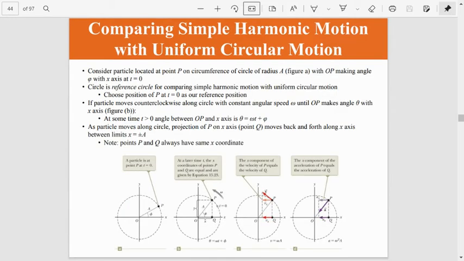So consider a circle with a radius equal to a. Again, that's just some constant, and there's a particle right at the circumference of the circle at point P, and this particle is going to move counterclockwise. At the starting point, at the starting line, we're at point P, and this particle makes an angle equal to phi with the x-axis.